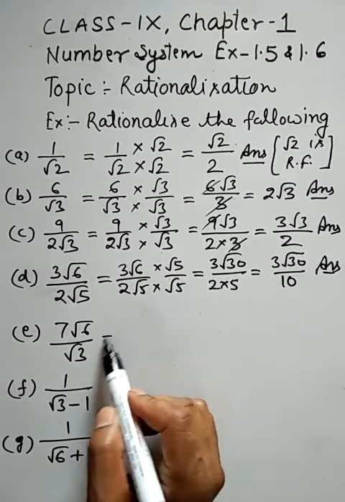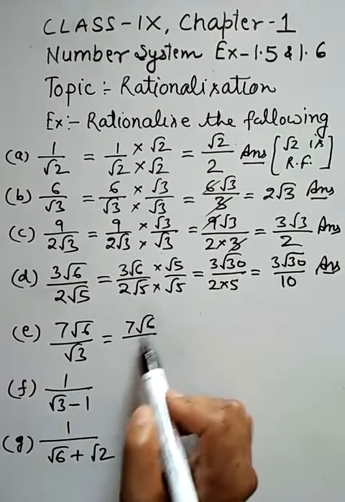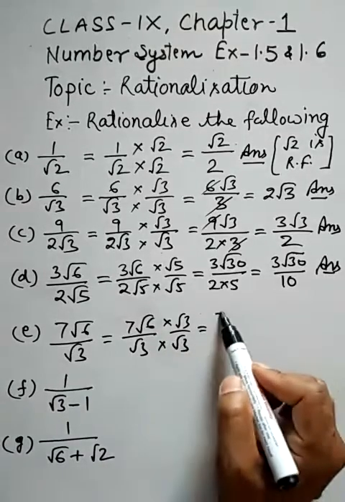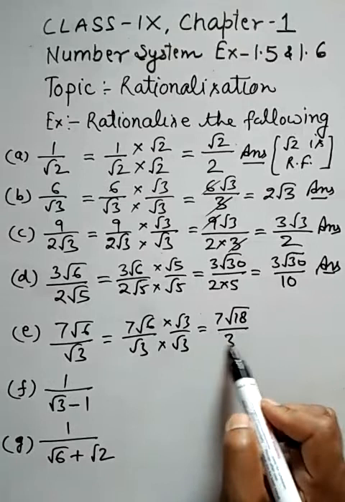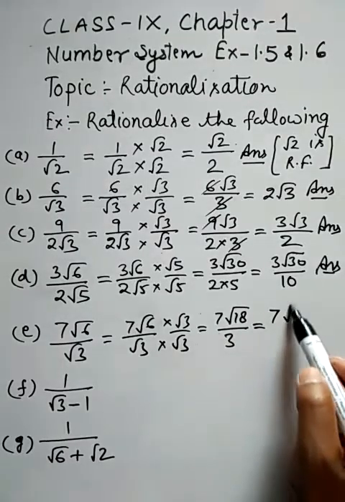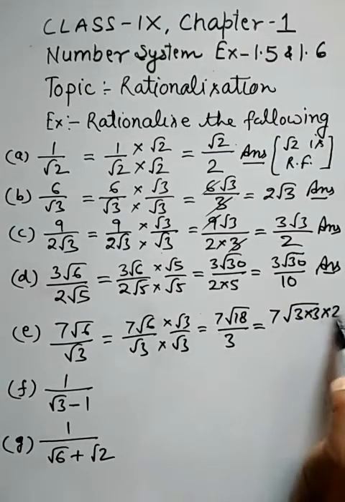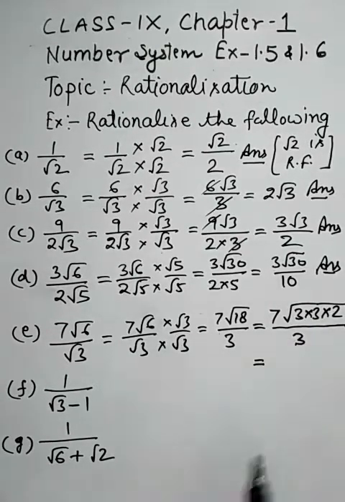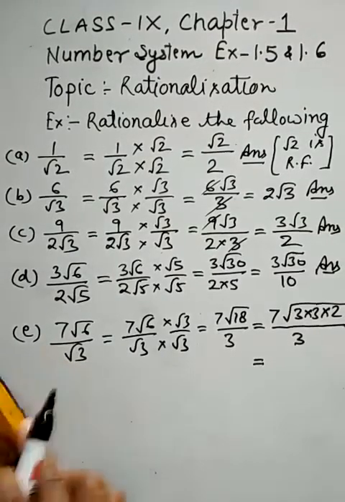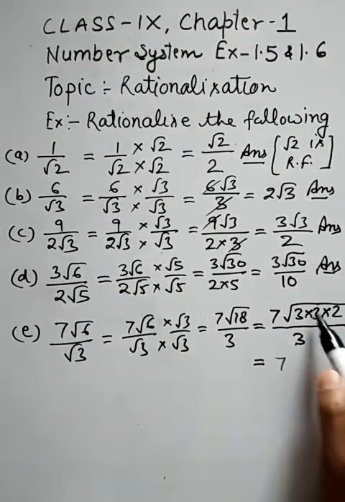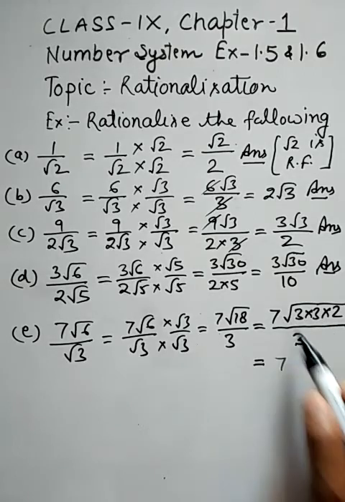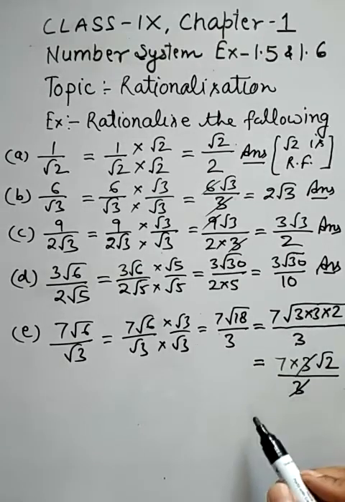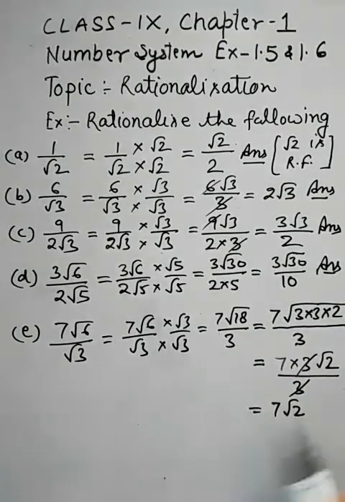Now take one more example. 7 root 6 upon root 3. So we will multiply with root 3. This is 7 under root 18 and this is 3. 7 under root 18 can be written as 3 into 2 upon 3. 7 root 3 का पेयर हो गया तो ये बाहर आ जाएगा, अंदर रह जाएगा खाली root 2 upon 3, cancel with 3. So this is 7 root 2.